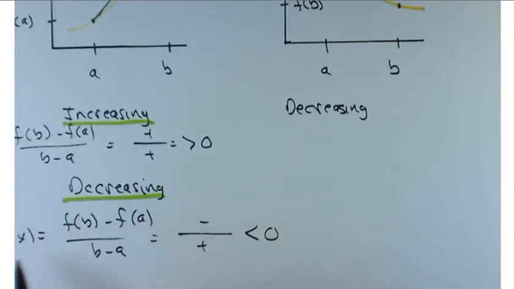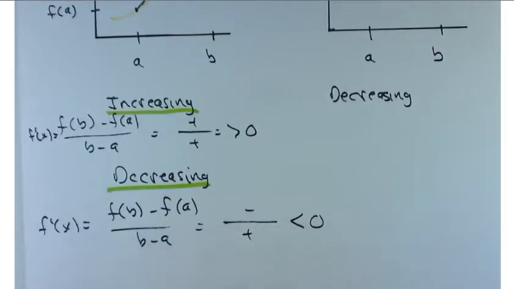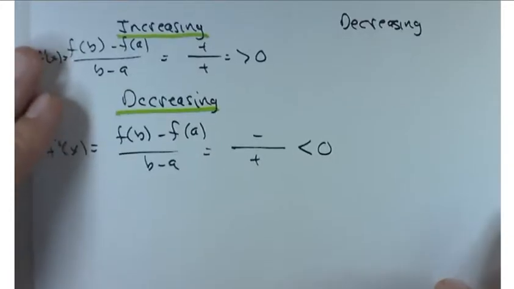So when a function is decreasing on an interval, its derivative is going to be negative. When it's increasing on an interval, its derivative is going to be positive. So where the derivative is positive and negative tells us a lot about the function. Helps us get an idea of the shape of the function.